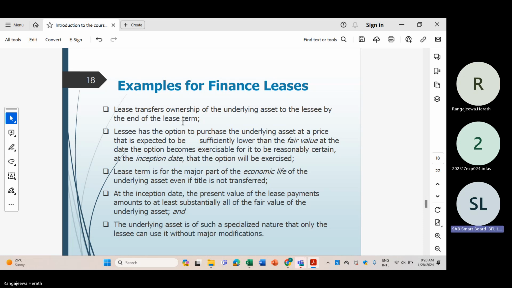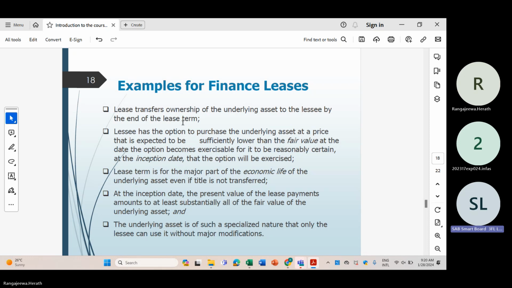Then the lessee has the option to purchase the underlying asset at a price that is expected to be sufficiently lower than fair value at the date the option becomes exercisable. So it is reasonably certain at the inception date that the option will be exercised. So in substance it is the same as the first one.